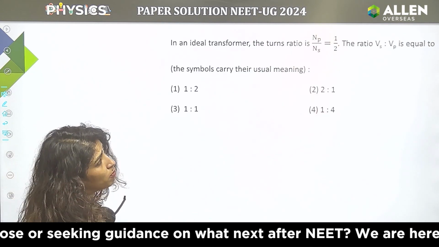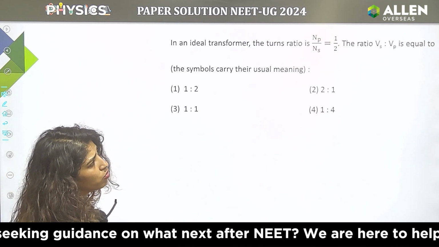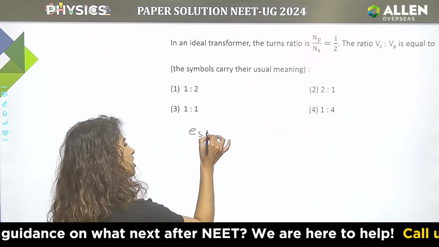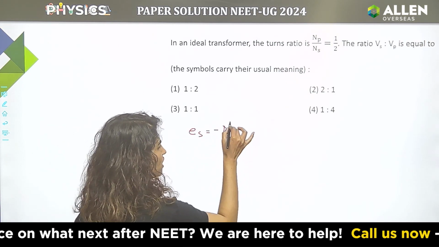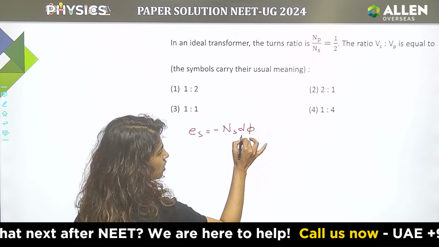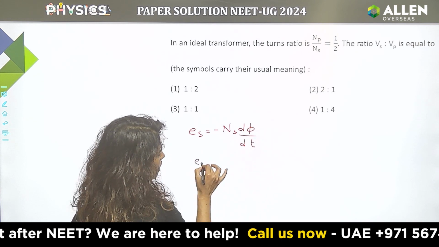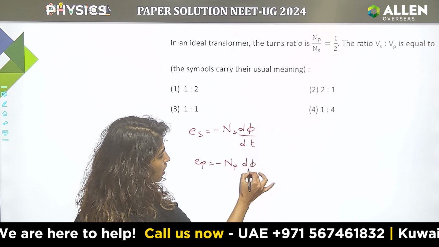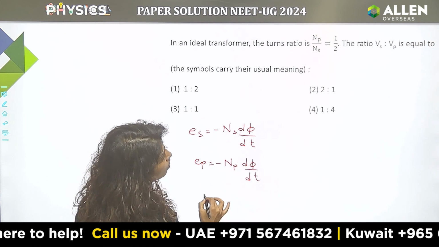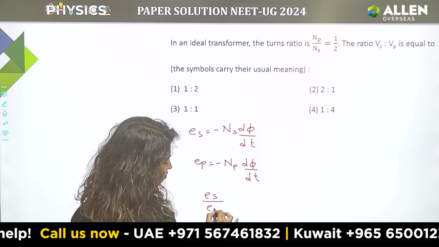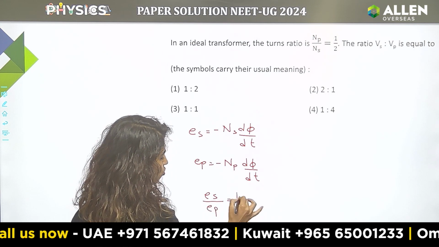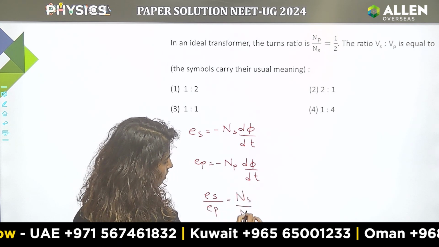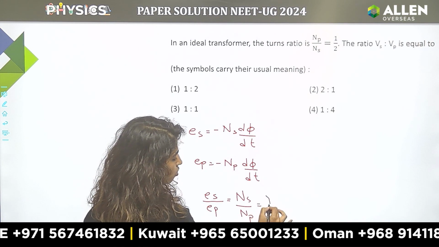Ideal transformer, the turn ratio is given as 1 by 2, Vs by Vp. We know Es is equal to minus Ns d phi by dt. Similarly, Ep would be minus Np d phi by dt. So when you take the ratio, Es upon Ep or Vs by Vp would be equal to Ns by Np, making it 2:1.